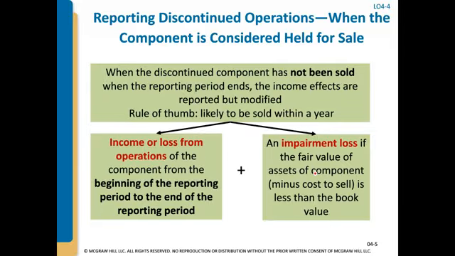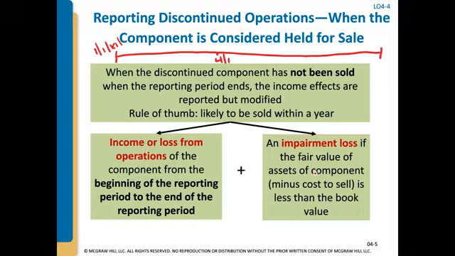Now let's talk about when a component of your company has been sold or disposed of, and it's not within one reporting period. So if I have a reporting period starting 1/1/x1, and on April 1 I decide this segment, my skincare line, is going to be for sale, and I have to report on 12/31/x1, but my sale does not actually happen until February of x2.